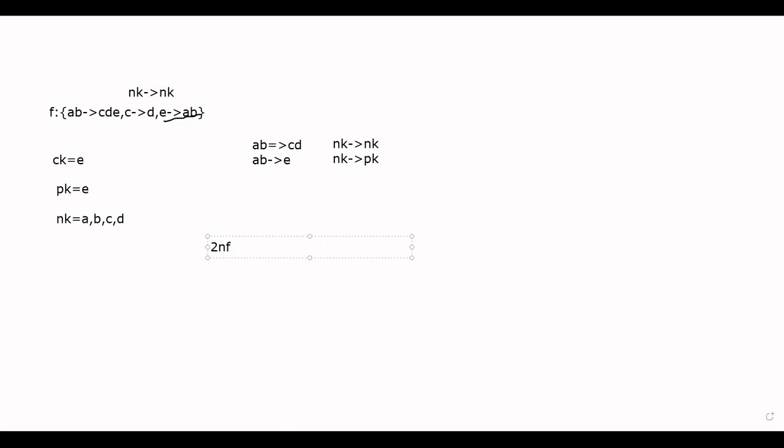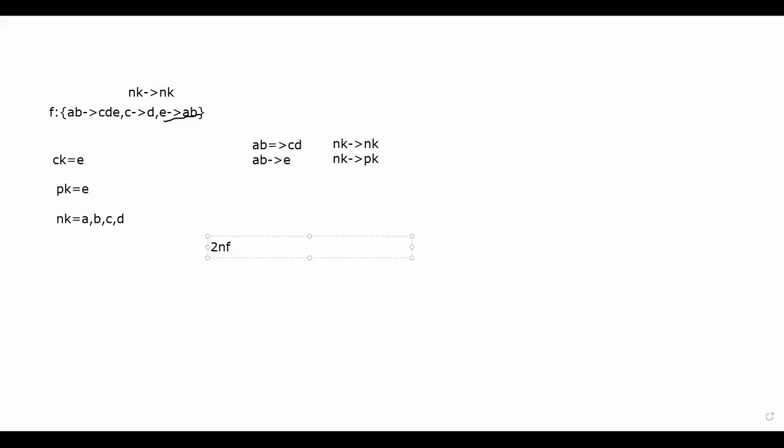Hello Surabhi, tell me now. I want to say that from E to AB, E is the PK, and when I separate A, comma B, then it will be NK. When we go from PK to NK, there will be a partial dependency now. Yes, ma'am.